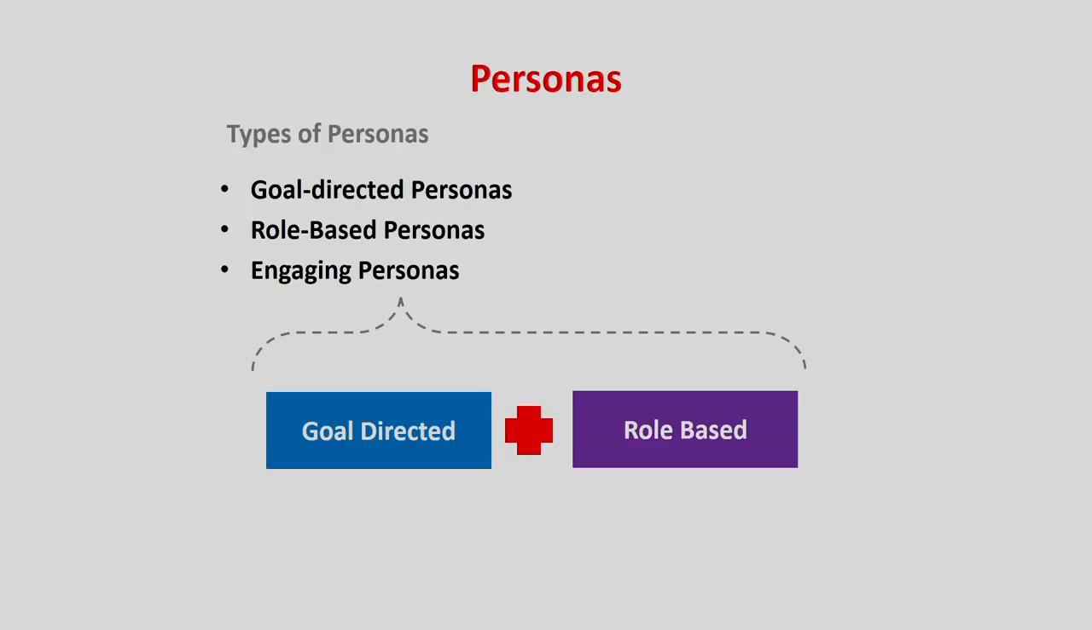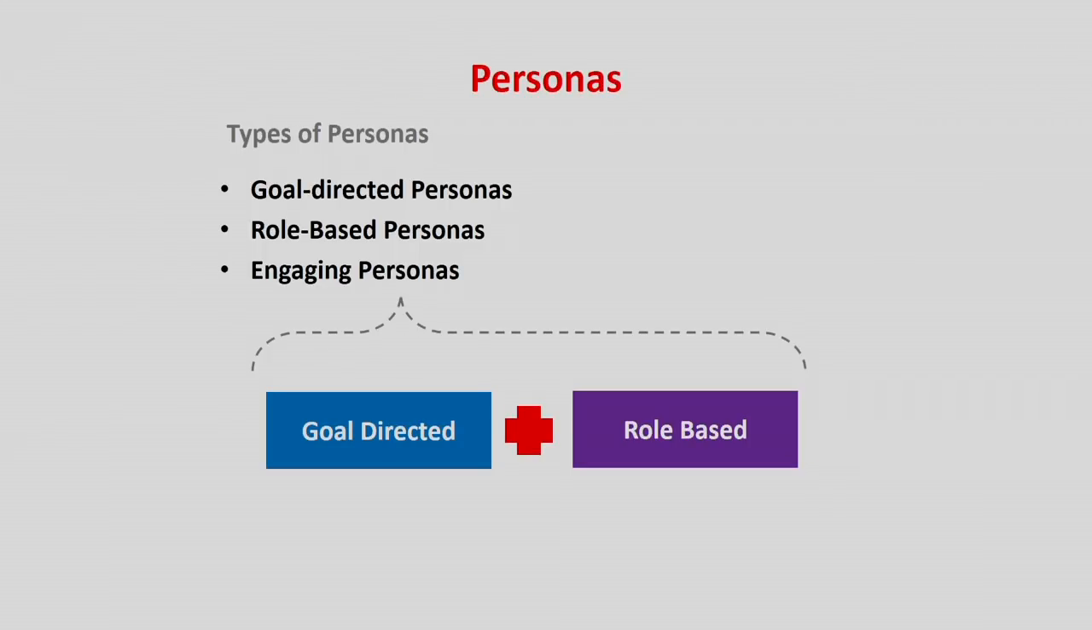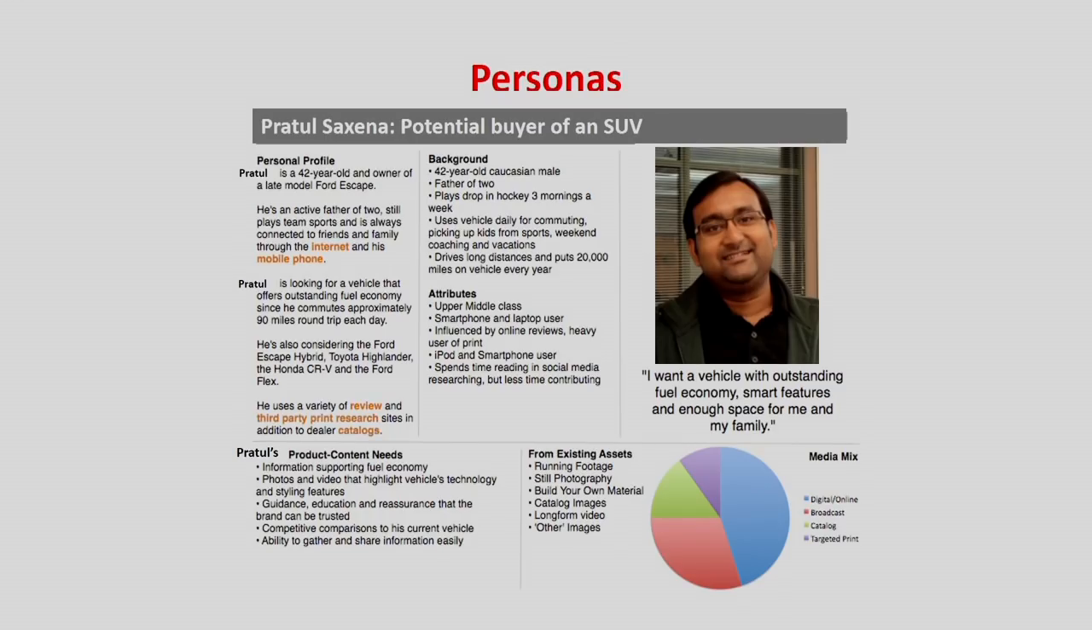Role-based personas are also goal-directed personas, but they have a lot of background information presented in them. The third one is the engaging persona. So, when you combine goal-directed and role-based, it is called an engaging persona. Many a time, designers generally use engaging personas. I will show an example of an engaging persona that has been used.